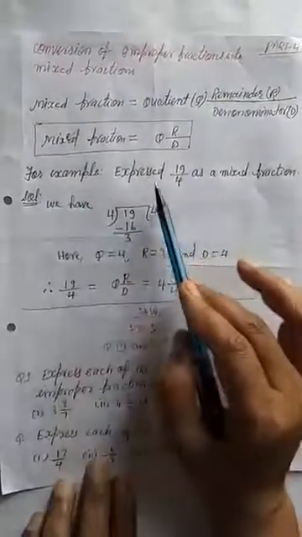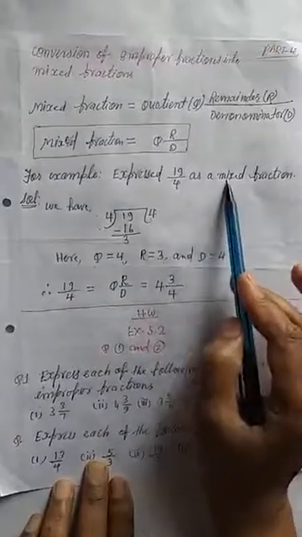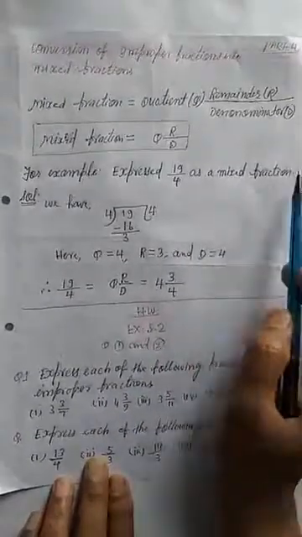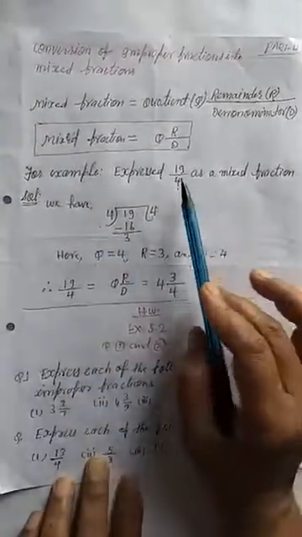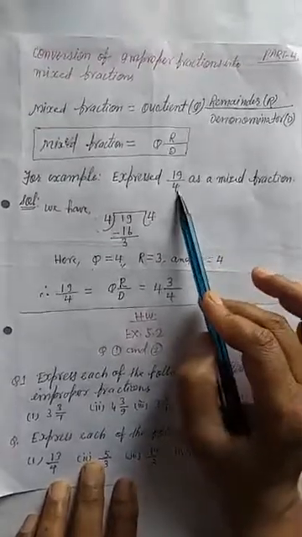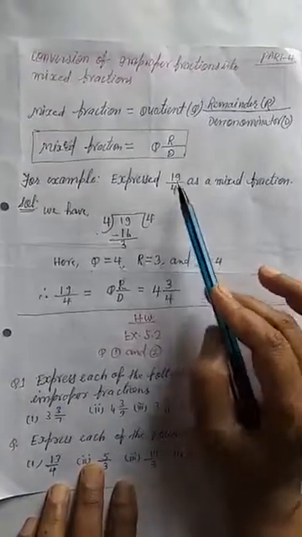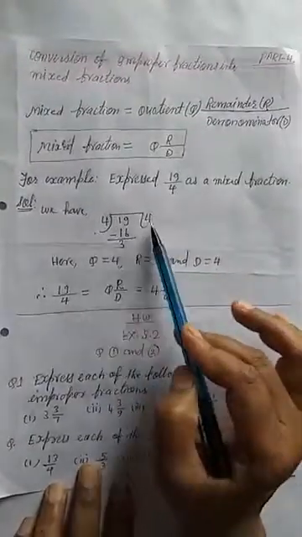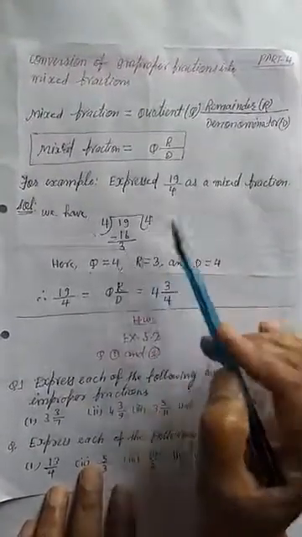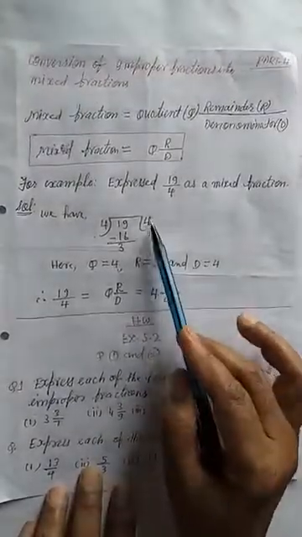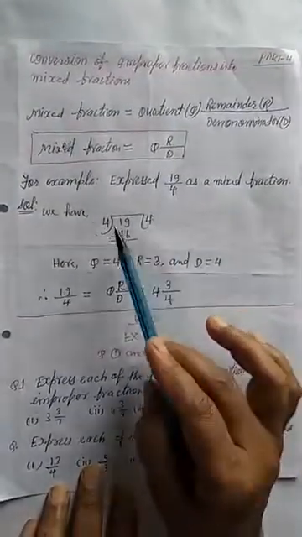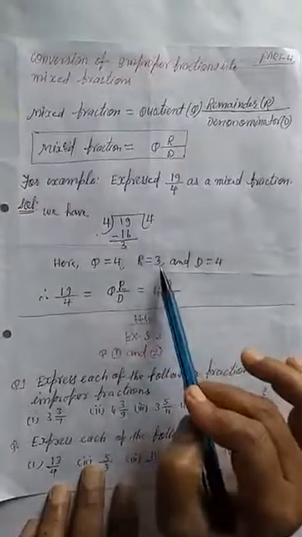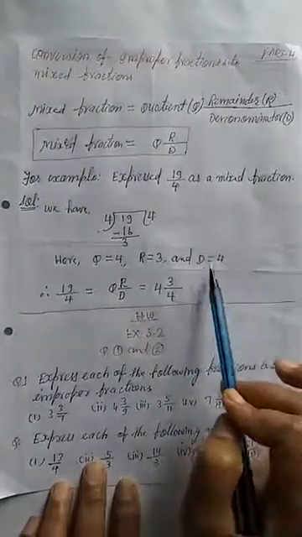So for example, express 19 upon 4 as a mixed fraction. Okay, student. First of all, we have to divide the numerator by the denominator. What is the numerator here? 19. What is the denominator here? 4. So we can divide like this. We will get 4 and the remainder 3. So here Q is equal to 4. This is the quotient. Now R means remainder. R is equal to 3. And the denominator is 4.